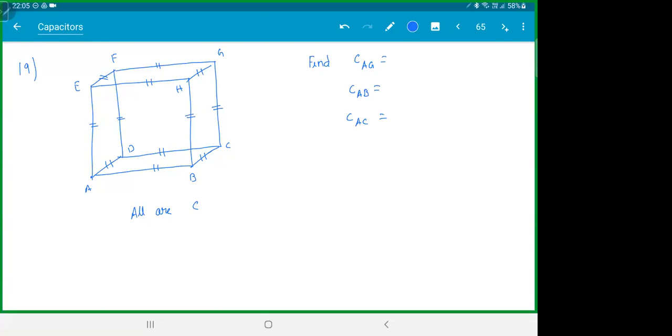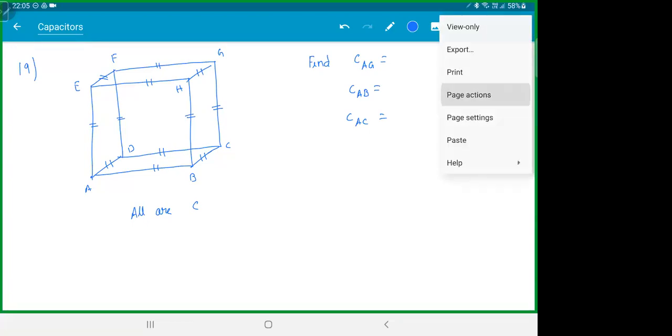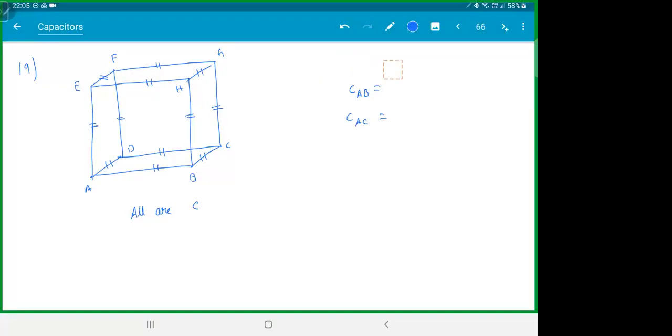Listen, I'll help you with one. Cubes, right? A cube itself has a kind of symmetry. Now, you want to go from A to G, okay? We are doing C_AG.